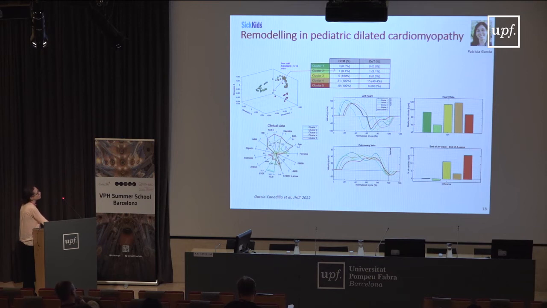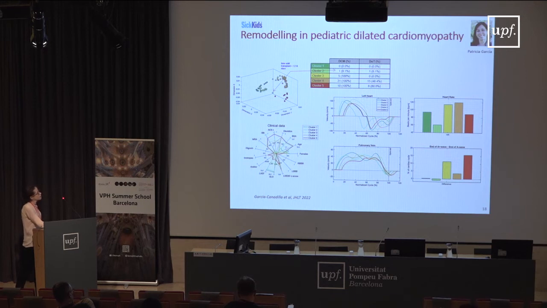And in particular, all healthy individuals were in either cluster 1 or 2, and all disease individuals were in 3, 4, and 5, except for this one, which was in cluster 2. Okay? And here you can see some of the clinical characteristics for each of these phenotypes, for each of these clusters.